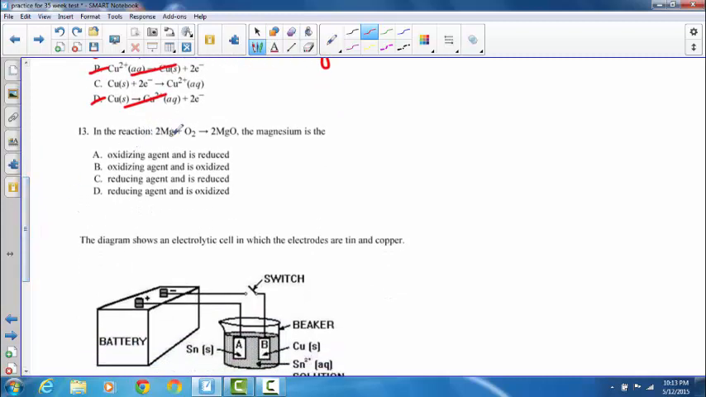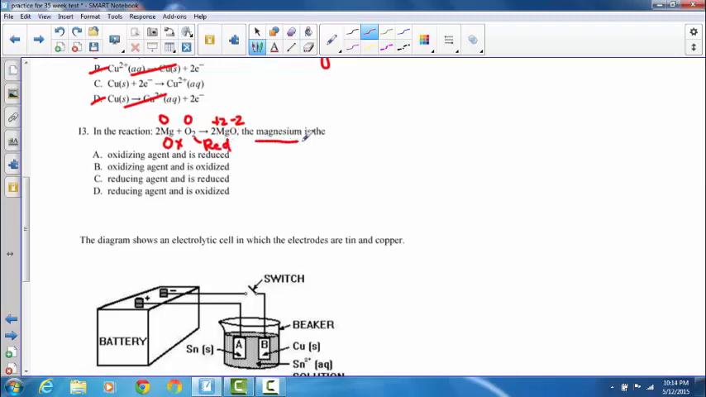Number 13, in the reaction, the magnesium is the. So they're talking about agents and what is being reduced and what is being oxidized. So in order to do that, I need to put the charges on. Magnesium is alone, so it is at 0. Oxygen is alone, so it is at 0. Here the magnesium is a +2 and the oxygen is a -2. So the magnesium is oxidized and the oxygen is reduced.